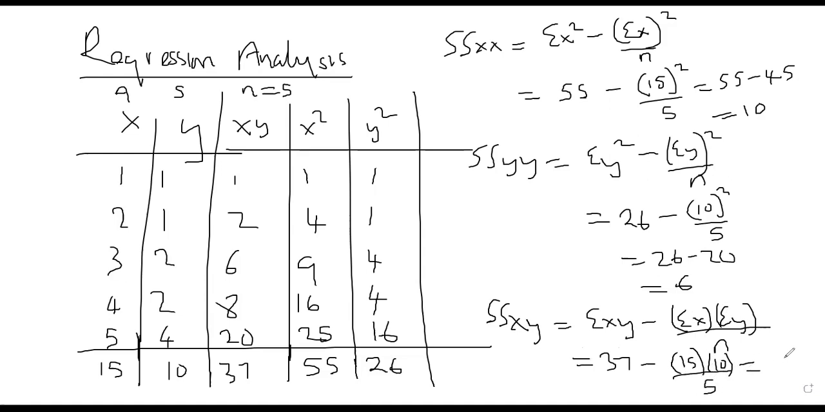So here we're going to have what? 15 times 10 is equal to 150 over 5, 30. 37 minus 30. Which is what? 7, right? 7. Okay. So just a quick recap. What is our XX? 10, YY, 6, XY, 7, all right? 7.